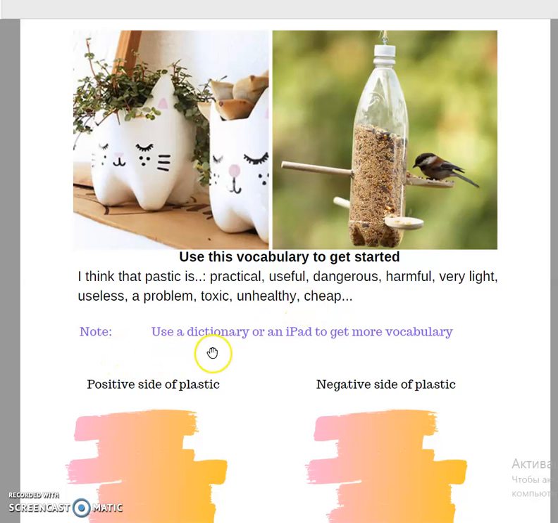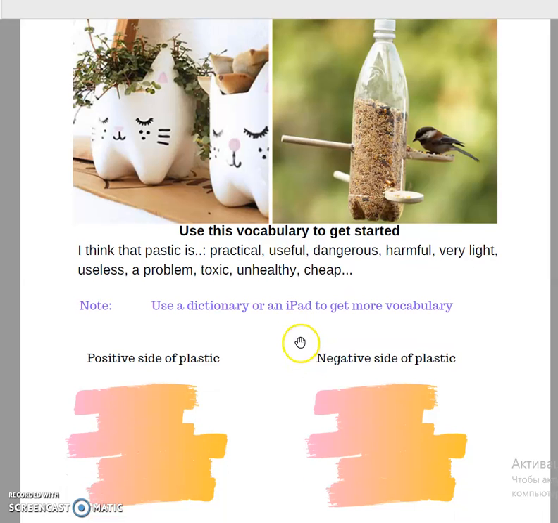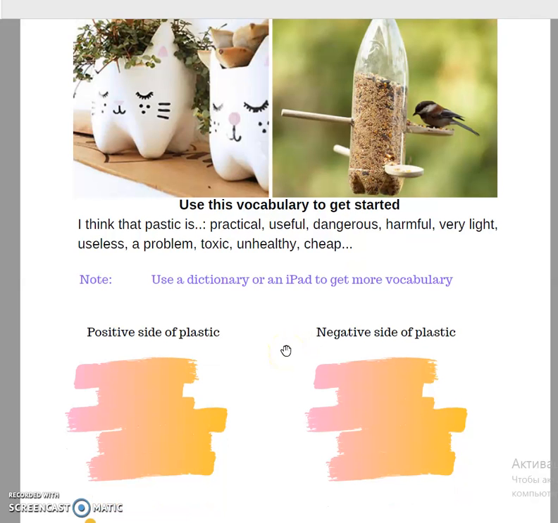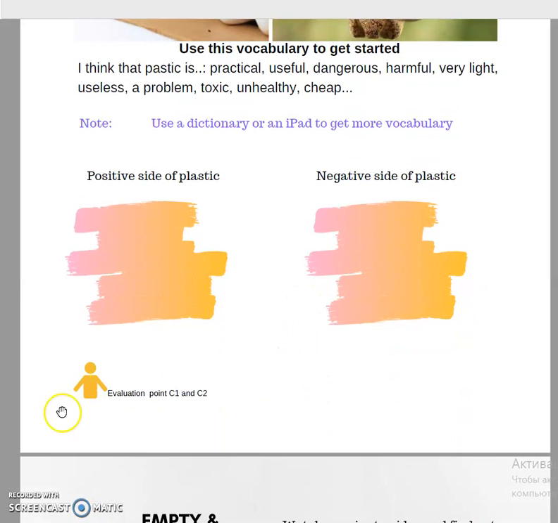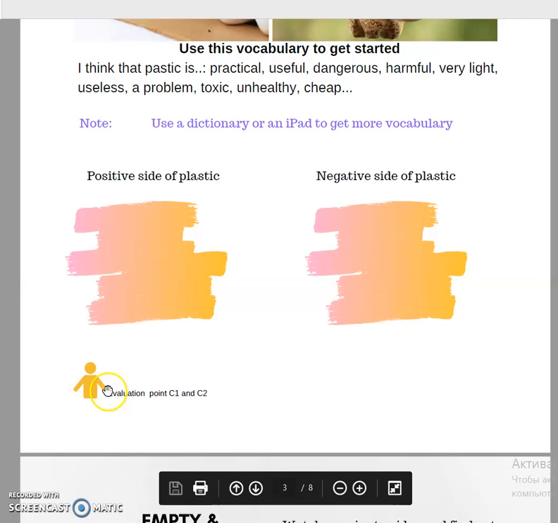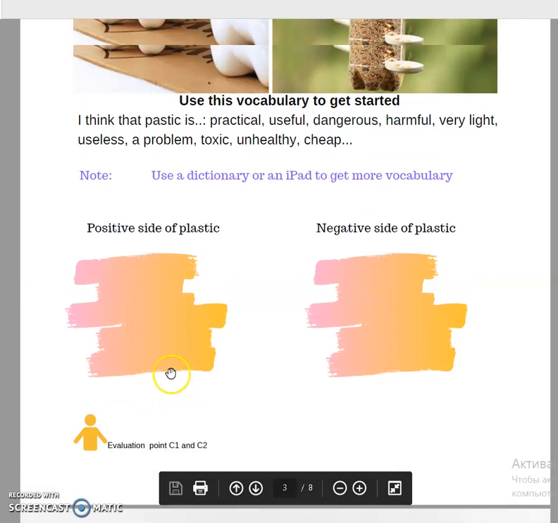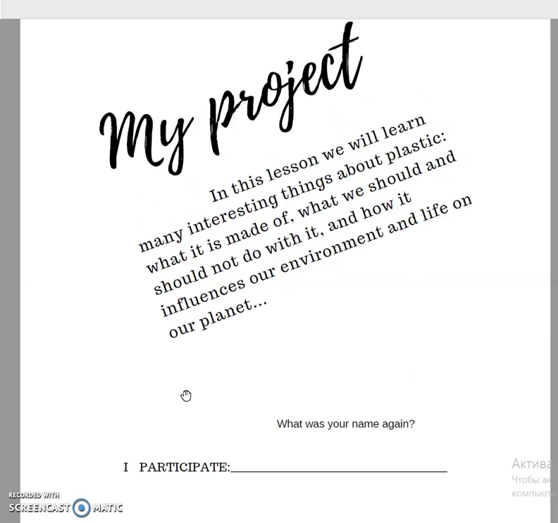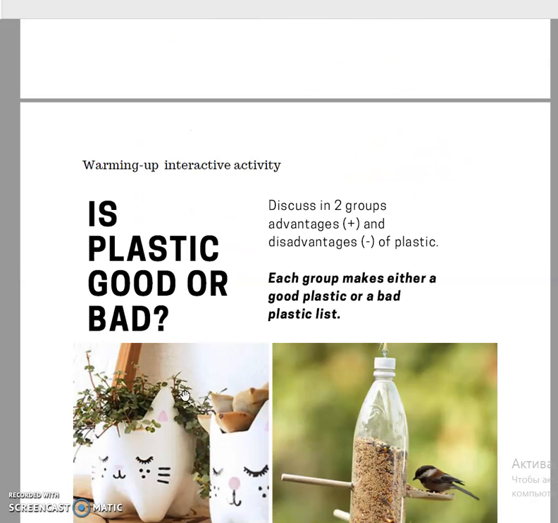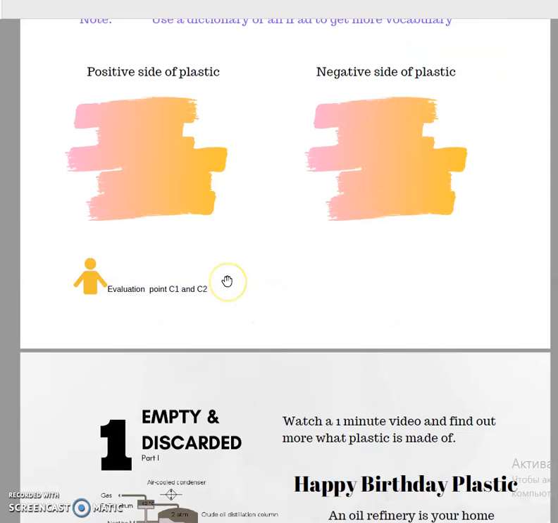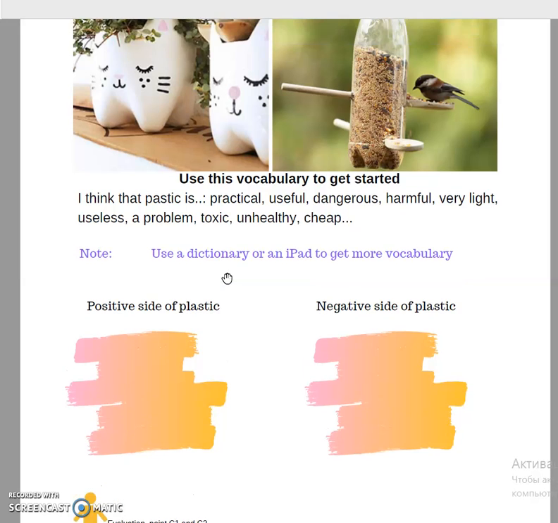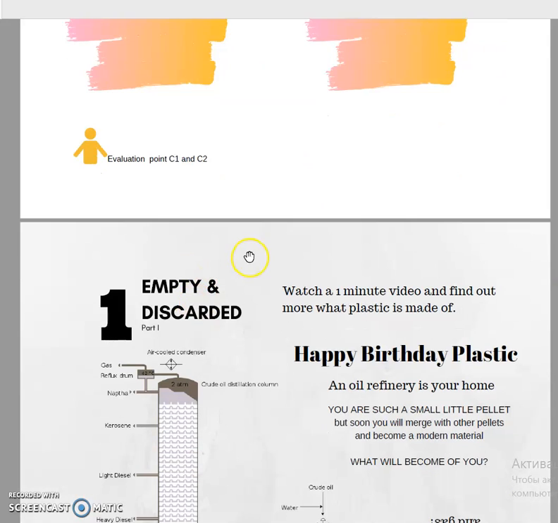So I allow them to use dictionaries or iPads or any other assistance technology to create these lists, the positive side of plastic and the negative side of plastic. So here down we have evaluation criteria. So we are evaluating competence 1 and competence 2 while they are talking, discussing, and just building their own lists, so brainstorming.